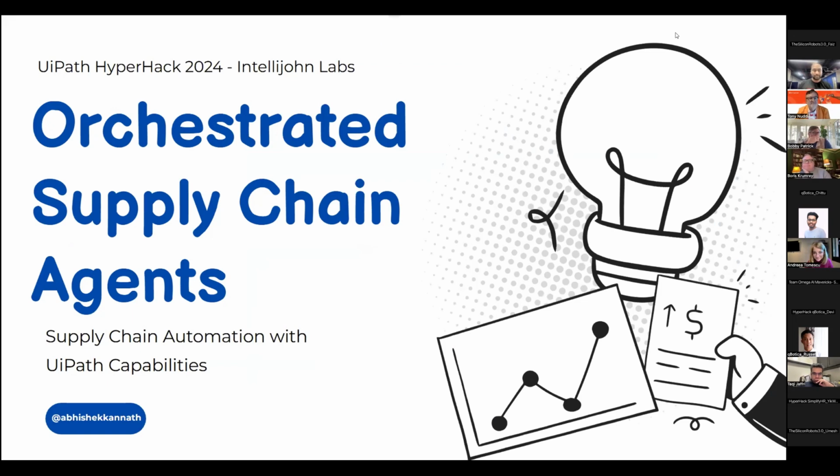Myself Abhishek. I am the team lead of IntelliJohn Labs. This is a single member team. I am only here. I am an RPA developer for IntelliJohn Labs, specialized in AI automation. During the HyperHack, we got the topic of agentic automation. So we selected supply chain as our topic. Why did we choose supply chain? Because supply chain has a lot of vulnerabilities in its demand structure, so we have to automate using AI. There are multiple decision points in supply chain, so we have to build multiple agents. That's the primary aim for selecting this topic.